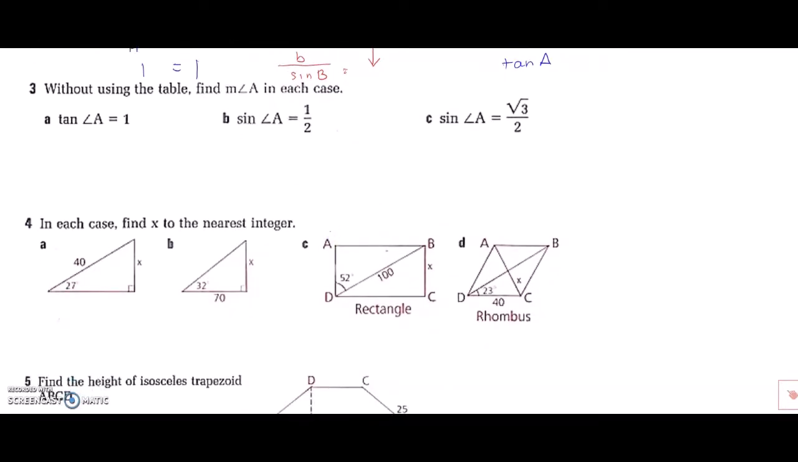Without using a trig table or a calculator, find the measure of angle A in each case. So this should be indicative that it's going to refer to one of the specials. So we know that tangent is equal to the opposite over the adjacent, which would mean that the opposite leg and the adjacent leg would have to have the same measure if it reduces to 1. That means that the measure of angle A has to be 45 degrees.